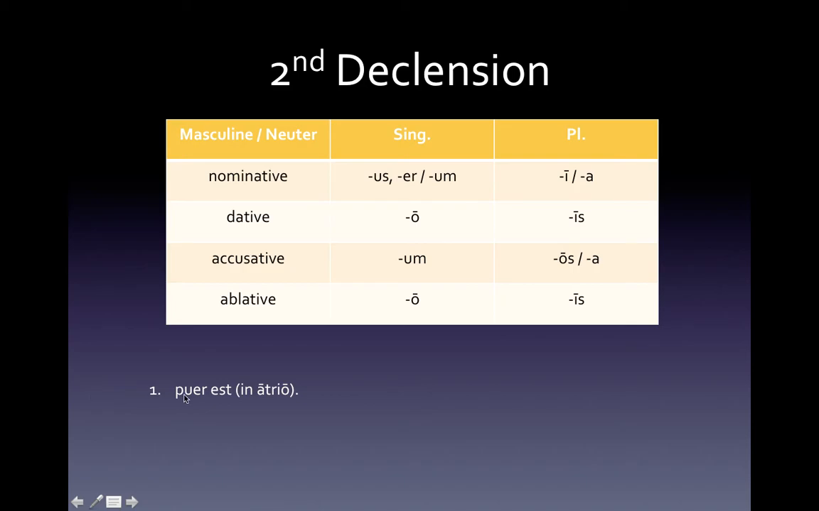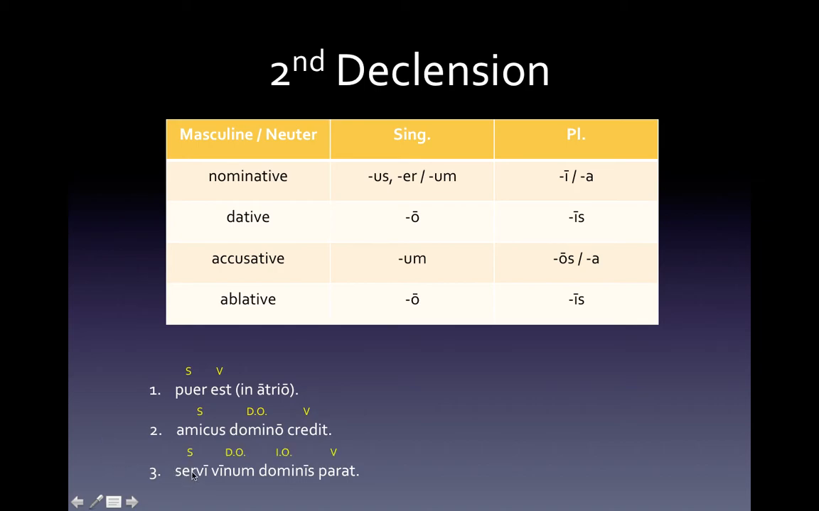All right, examples. Puer est in atrio. Puer is our subject because it is nominative singular. We know that because of up here. So the boy is in the atrium. Amicus domino credit. This is another example where we have a verb that takes the dative as its direct object. So domino is dative singular, but we're going to translate it as our direct object. The friend trusts the master.